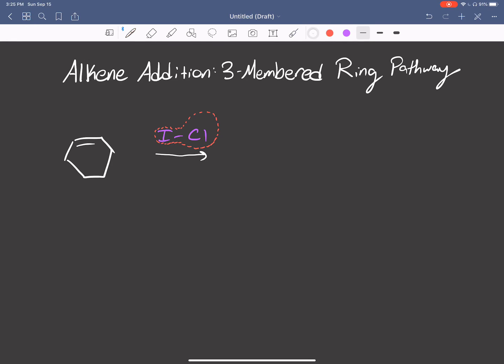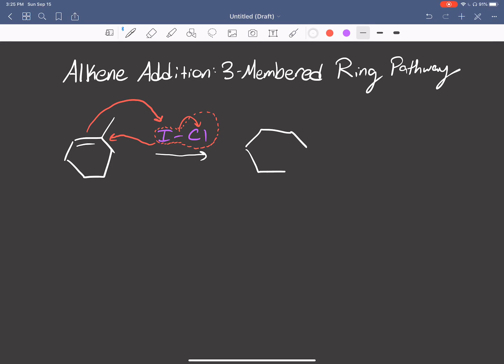Let's try to use our vocabulary terms. So here I'm going to make it an unsymmetrical alkene. And so the double bond is going to attack the more electrophilic atom. That's how all these reactions work. We're going to attack the more electrophilic atom. So it's going to reach out and attack the iodine. This bond will break, and then the iodine will attack one of the carbons of the double bond.